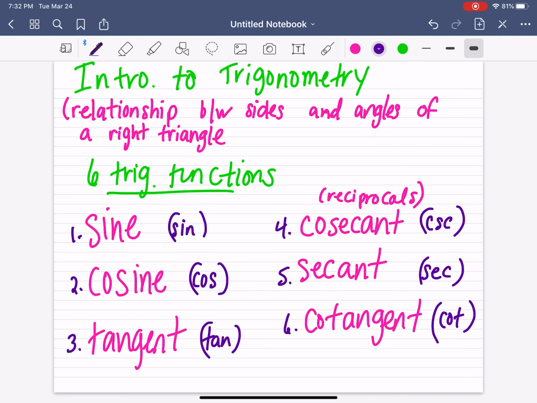So let's start by defining trigonometry. Trigonometry is the relationship between the sides and the angles of a right triangle. Now let's identify our 6 trig functions.